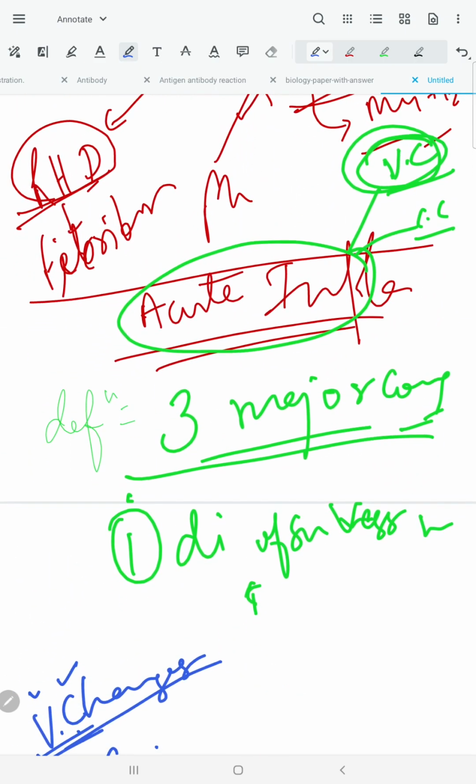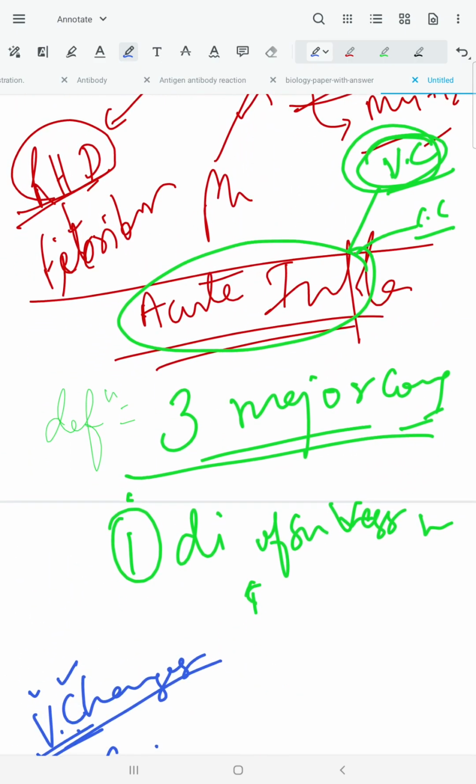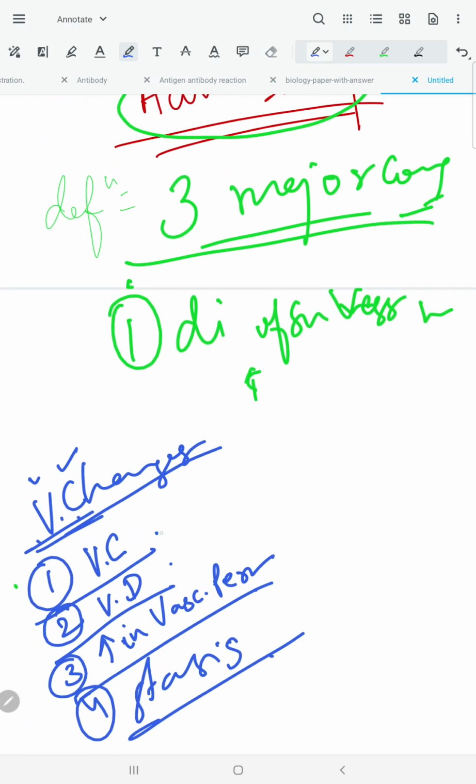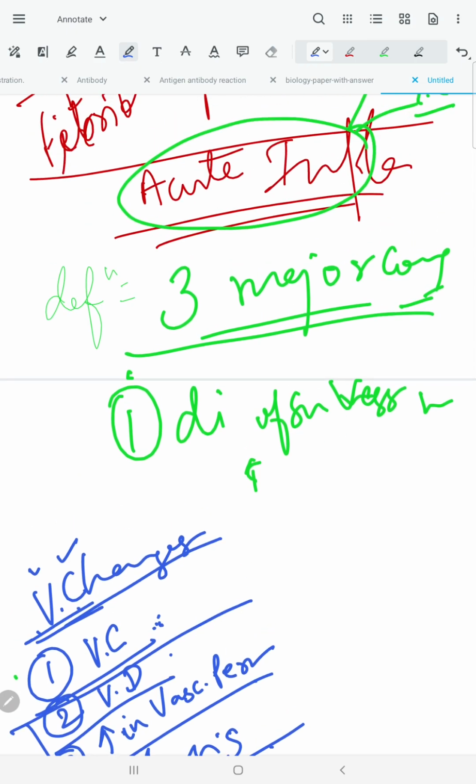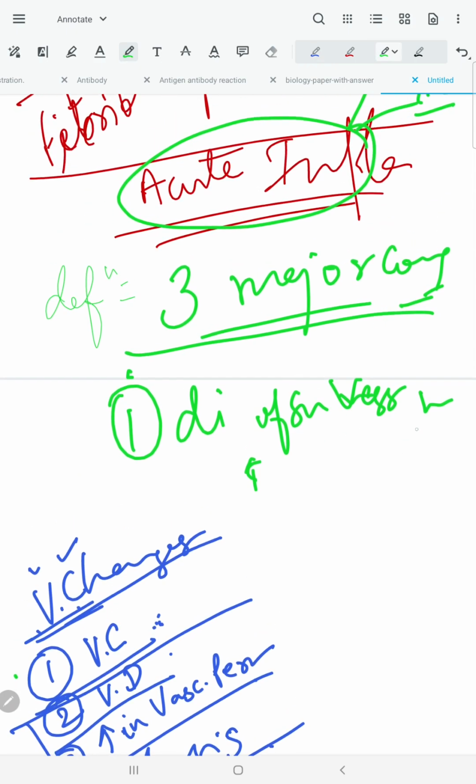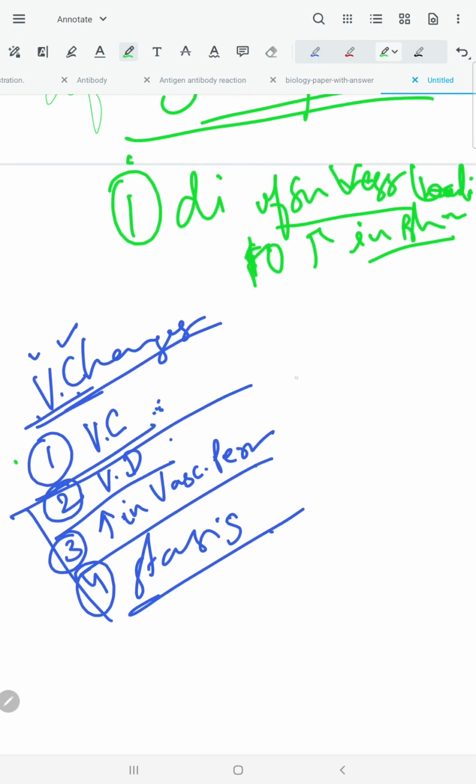So what are the three major components of acute inflammation? First, there is dilatation. Vasoconstriction is the very first event, but it is a very transient phenomenon. Basically, it starts from the vasodilation. The first is dilatation of the small vessel leading to increase in blood flow.